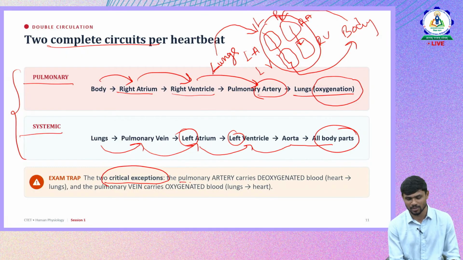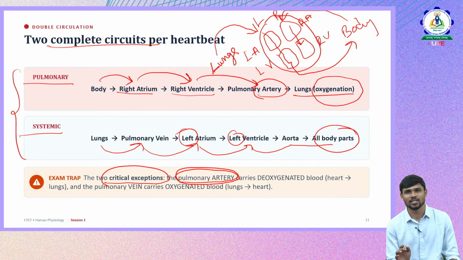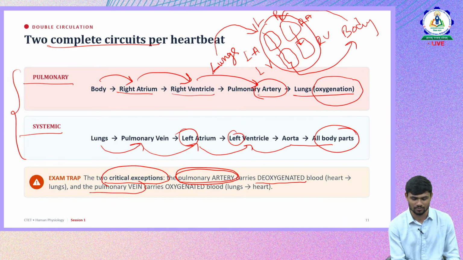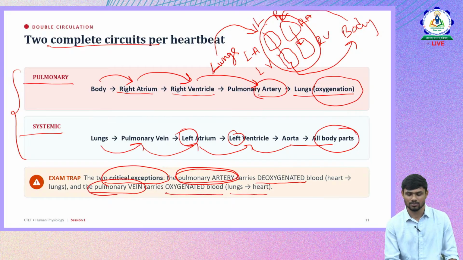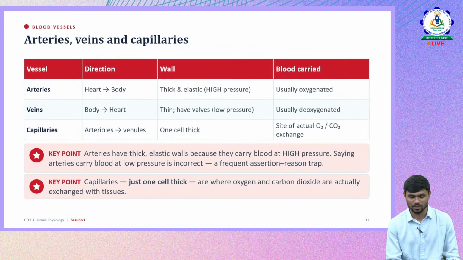So there is the pulmonary artery. Arteries actually circulate oxygenated blood, but only the pulmonary artery carries deoxygenated blood, and all the veins carry deoxygenated blood, whereas the pulmonary vein carries oxygenated blood, from the lungs to the heart. So these exceptions you have to remember.